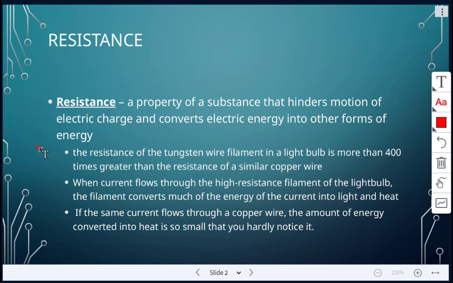The resistance of the tungsten wire filament in a light bulb is more than 400 times greater than the resistance of a similar copper wire. So when current flows through a high resistance filament in that light bulb, the filament is going to convert much of the energy of the current into light and heat. Now, if that same current flows through a copper wire, the amount of energy converted into heat will be very small so that you hardly notice it. All right, so that was just a comparison of a tungsten wire filament compared to a copper wire.